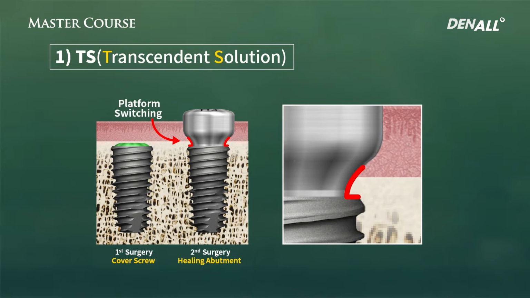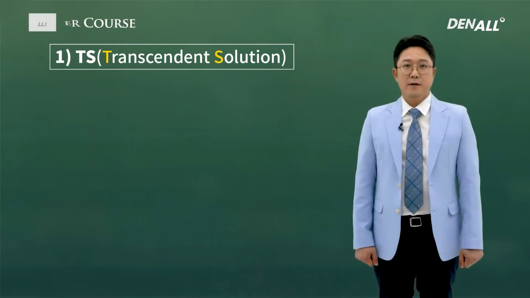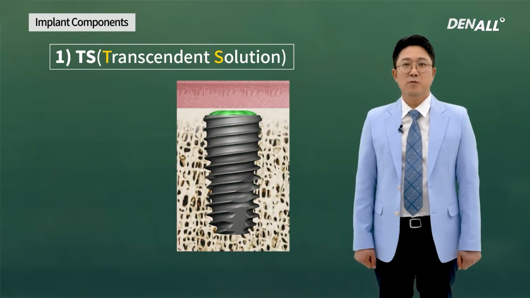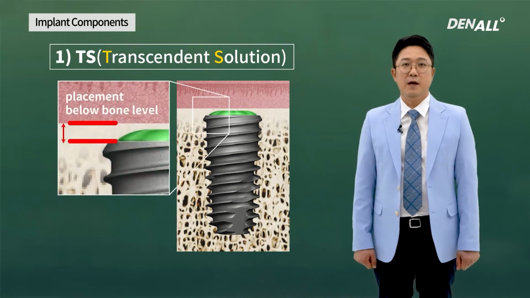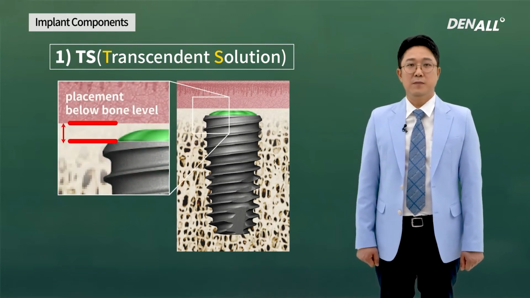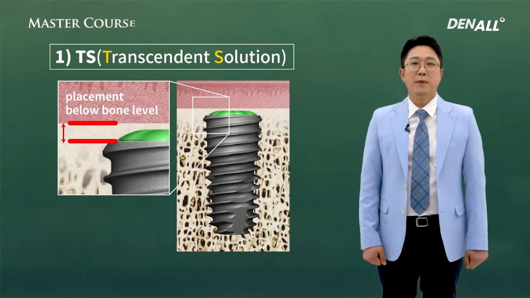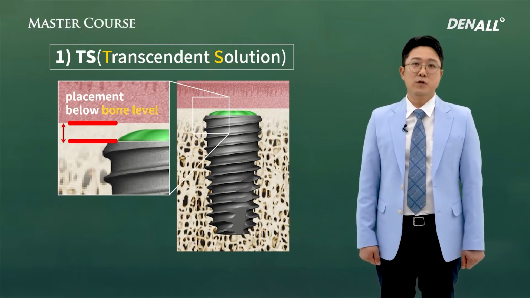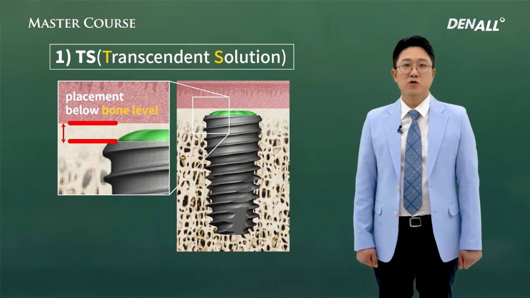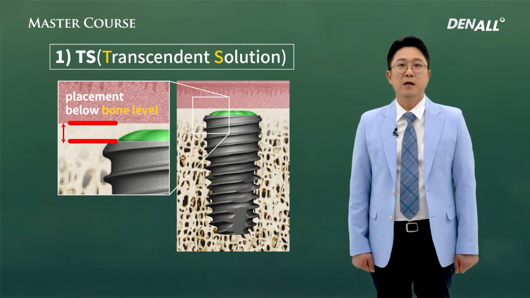Such connection structure prevents gingiva from coming down, and you can gain thicker, softer tissue and protect the bone structure. And it can serve as a barrier. TS implant is placed deeper than the bone height, so it is easy to do suture. As shown, you place it deep, and when you do suture, there's no obstacles.